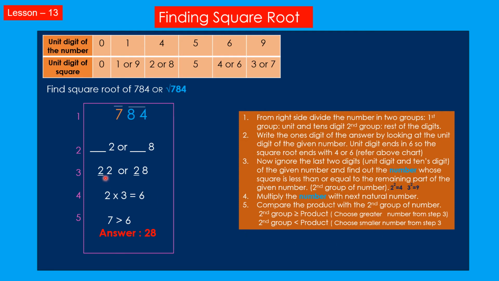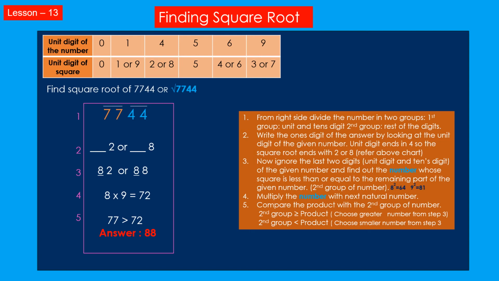So out of 22 or 28, we are going to consider 28 as our answer because the second group of number 7 is greater than the product. So hence your answer is 28.